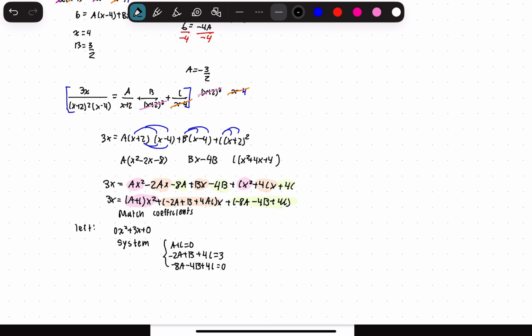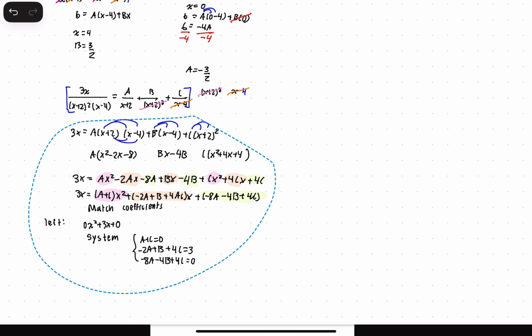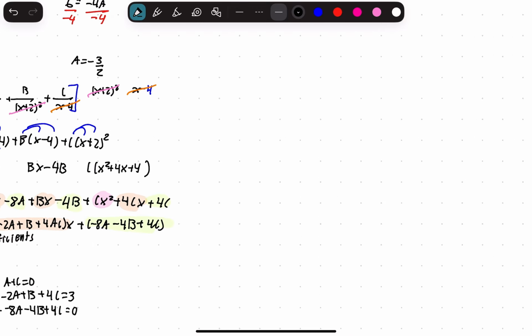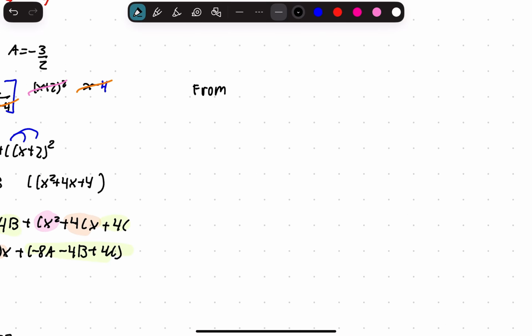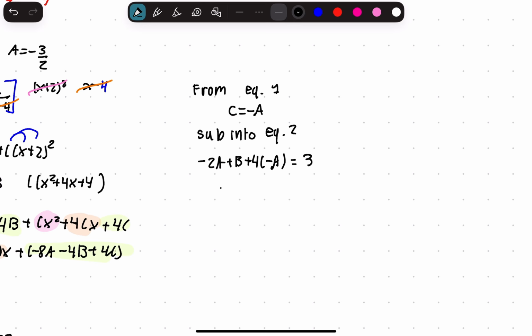This is a little bit big. So from equation 1, we have c is equal to negative a. Sub into equation 2. So then you have negative 2a plus b plus 4 times negative a is equal to 3. That's equal to negative 6a plus b is equal to 3. And then b is equal to 3 plus 6a.